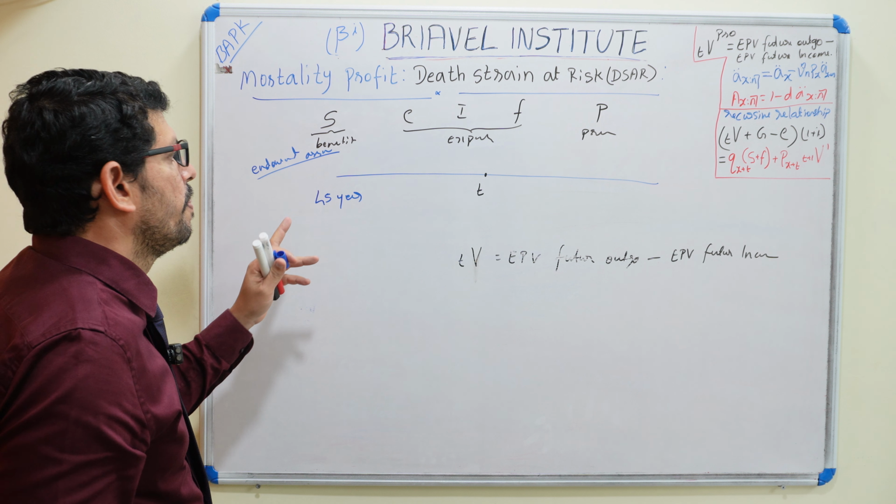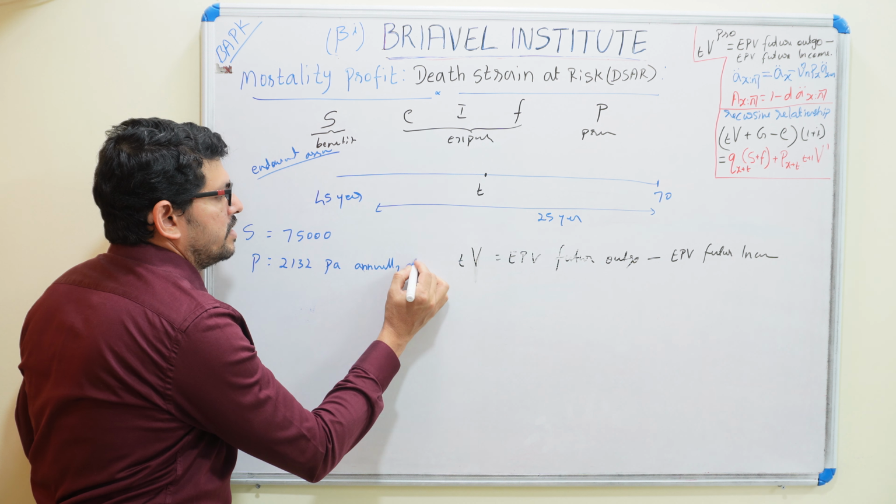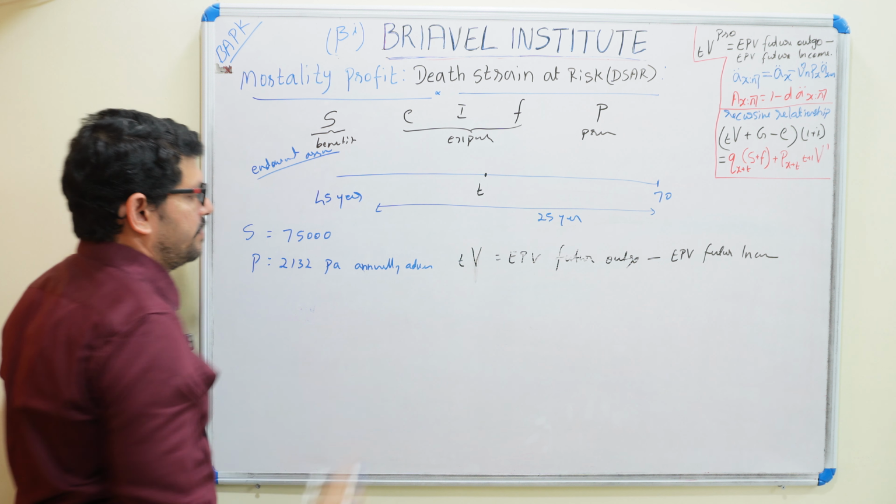So now we are calculating the prospective reserve, and here the sum assured is given: 75,000. The premium is given as 2132 per annum, paid annually in advance. So these two pieces of data are given for the endowment assurance. Here we are ignoring the expenses, so we have only the sum assured and premium.